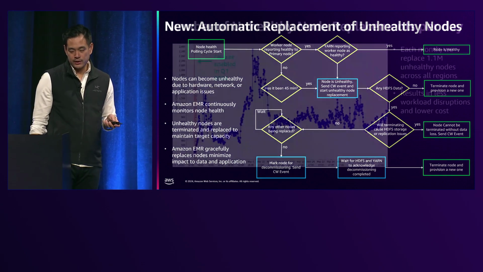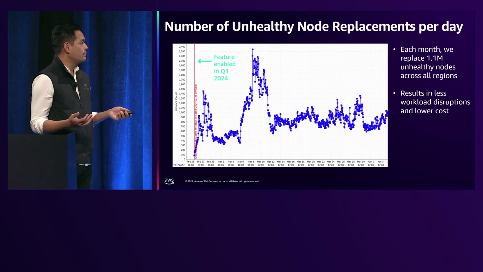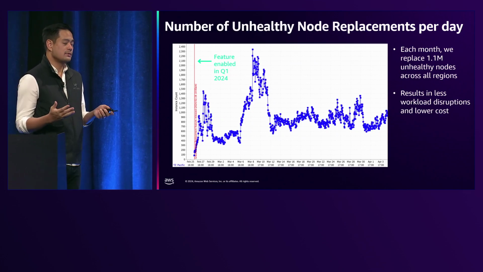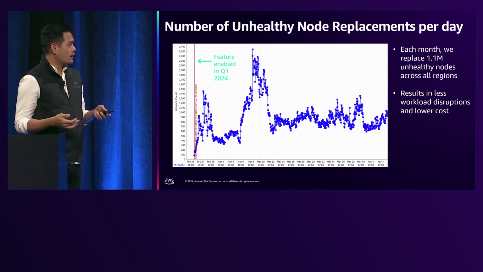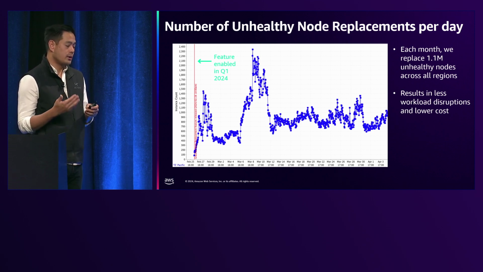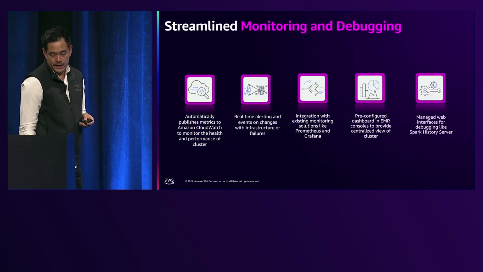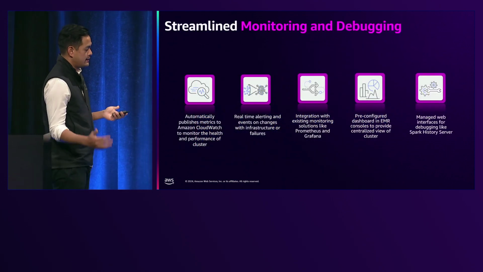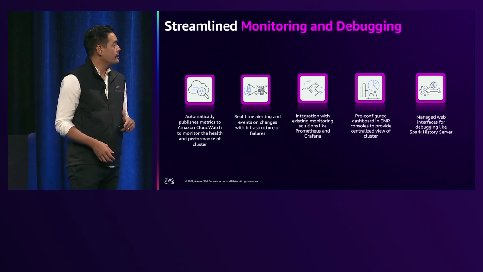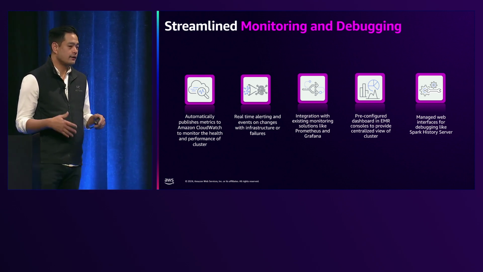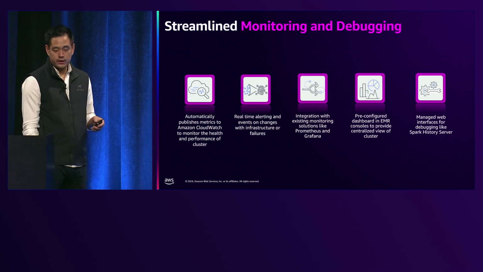So since its release, we've replaced over 1.1 million nodes per month across all our regions. What this means for you is less impact to your workloads and lower costs because you're not having to rerun these tasks or jobs. Okay, so now that your cluster is staying up and running healthy, the next thing we want to focus on is monitoring and debugging and getting enough insights on what's happening on your cluster.